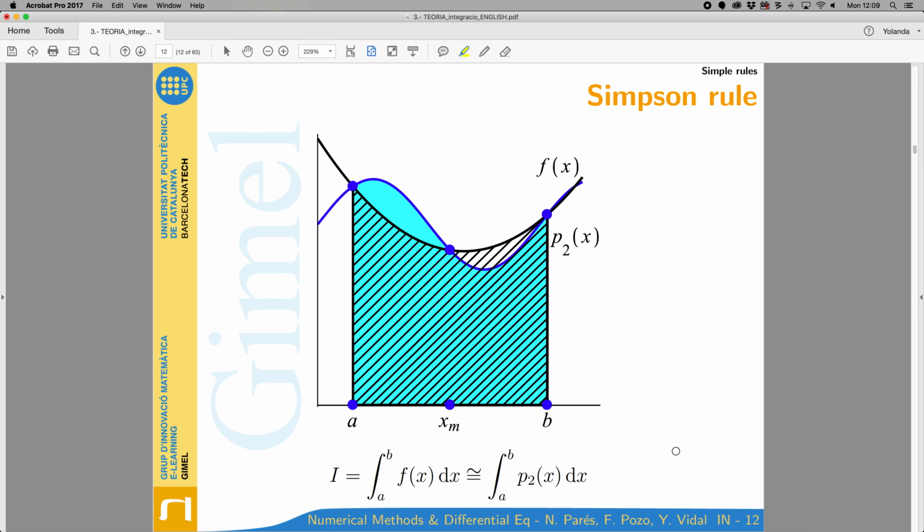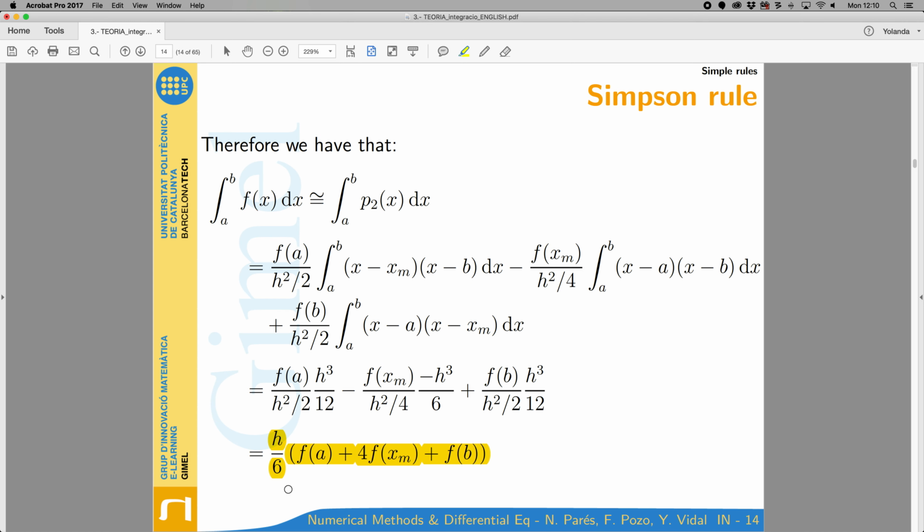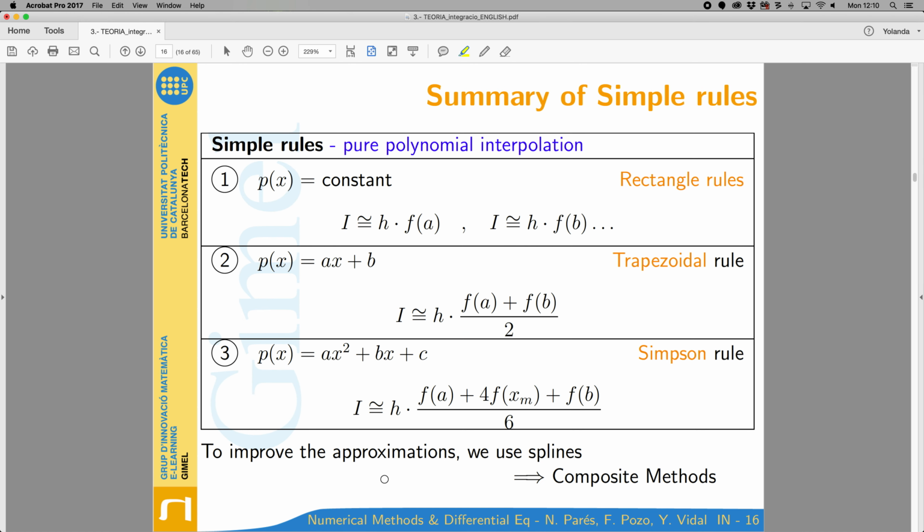Then we saw also Simpson's rule, where we use a second degree polynomial, a parabola, to fit the blue function f of x with this black line, which is a parabola that goes through the points a, b, f of b, and also the midpoint between a and b. We did also the calculations in this case, and we found the formula that must be used to approximate the integral using this method. So the summary of the previous lecture could be this slide.